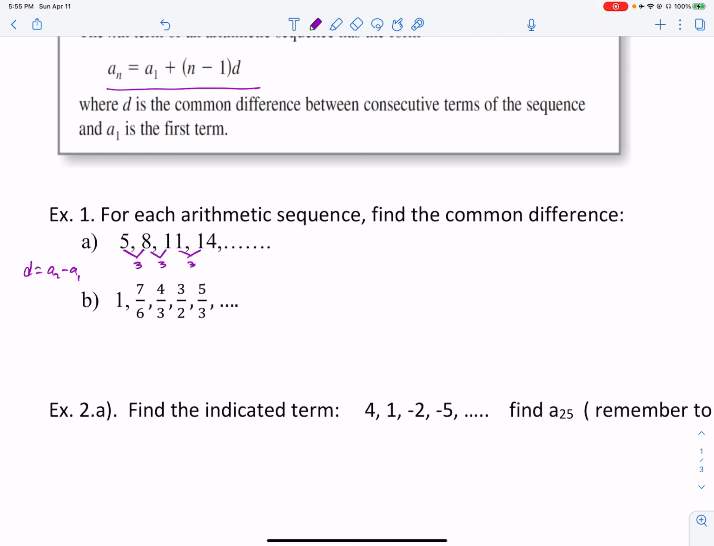To check to see if it's arithmetic, you want to be subtracting terms, the right term minus the left term, and see if you always get the same value. If you do, it's arithmetic. If you don't, it's not. But by doing that in this case, we know that a sub 2 minus a sub 1, that 8 minus 5 will give me the common difference, and so d is 3. That is your common difference.